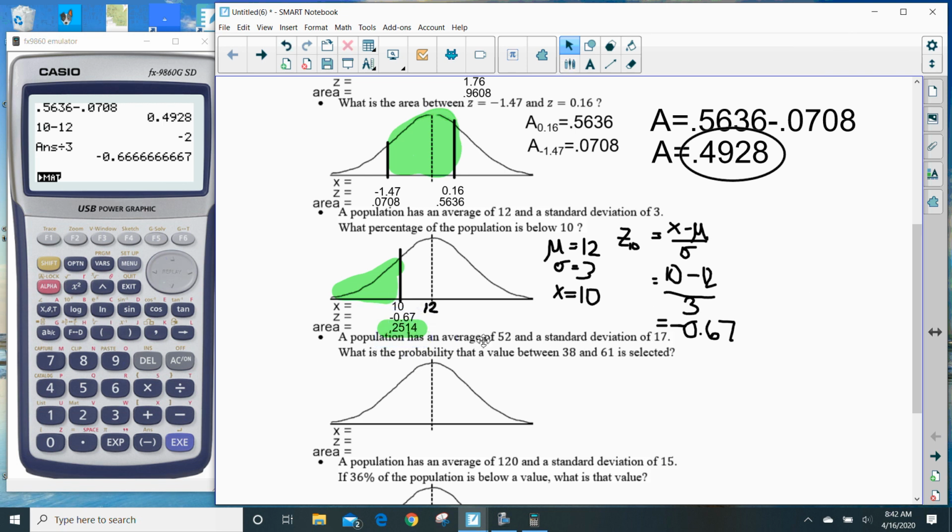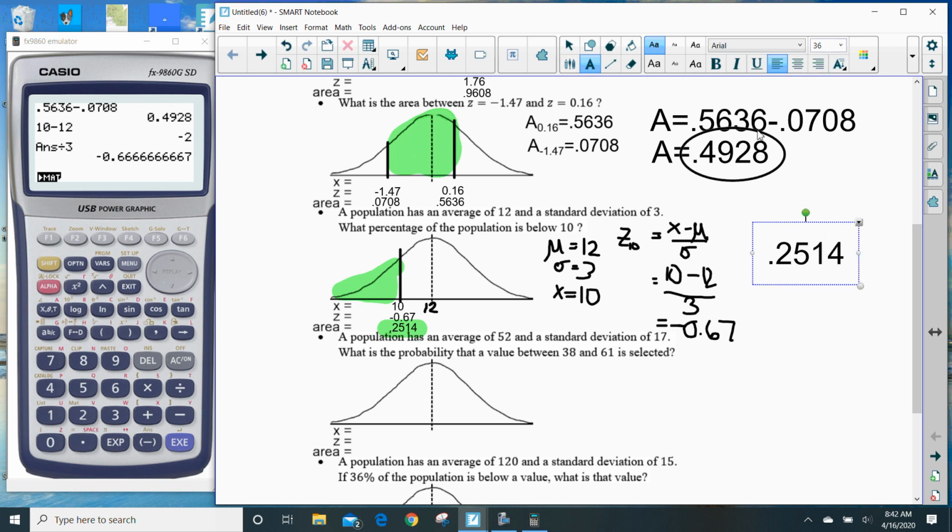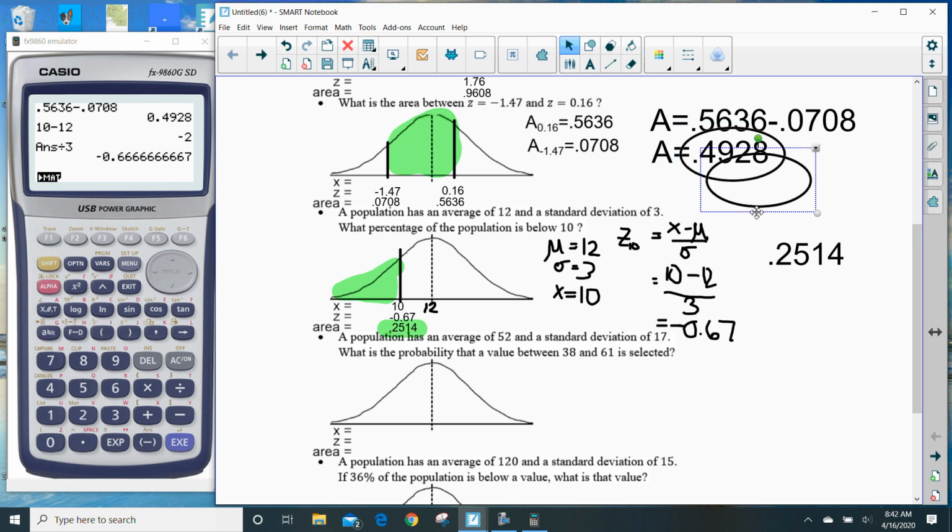And so what is the area to the left? What is the percentage of the population below 10? It's 25.14. Leave it as a decimal. This is going to be 0.2514 as the answer. That's the area to the left.